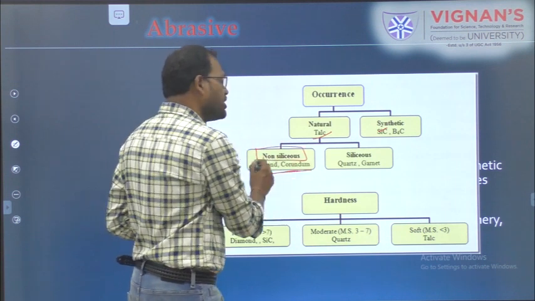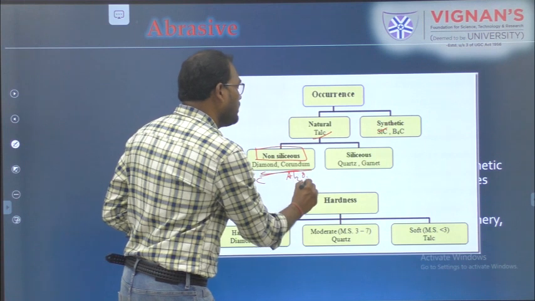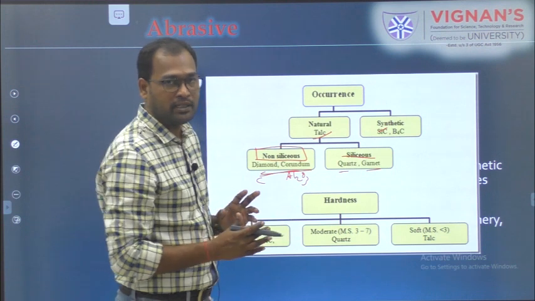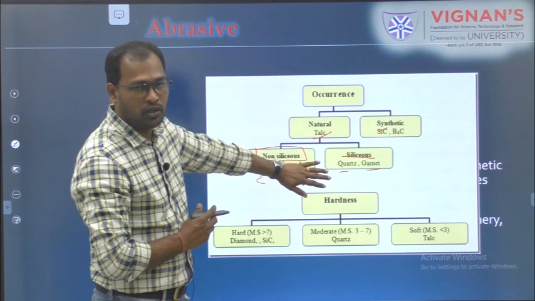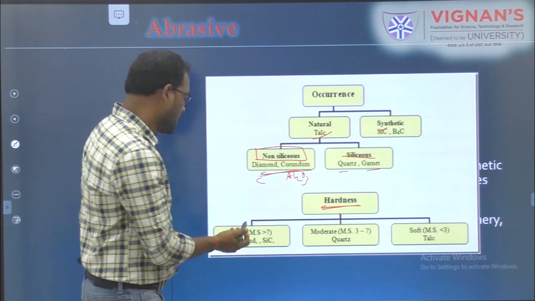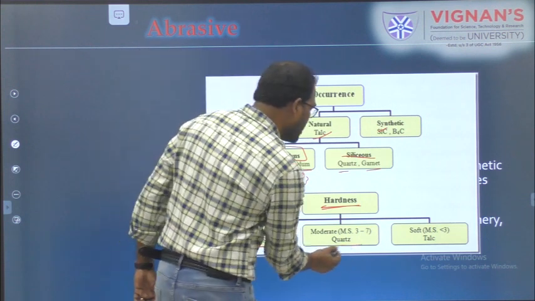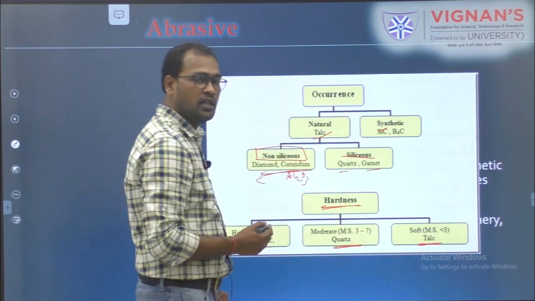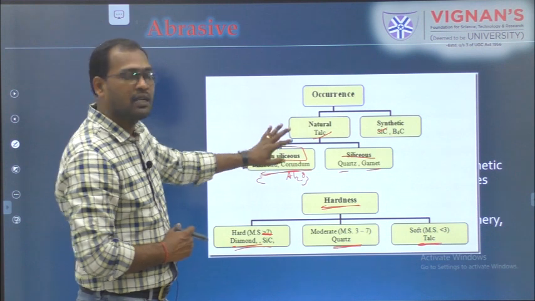So it is non-siliceous, diamond and corundum. Diamond is carbon, corundum is Al2O3, and siliceous, where it is quartz and garnet. Garnet is a mixture of silicates, right. So both are siliceous material. So we can classify abrasives like this also. Okay. So there is another classification which we discussed already based on the hardness of the Mohs scale. Those which are very hard, greater than 7, are one group, those in the moderate range, about 3 to 7, and the soft, which are lesser than 3, are called the soft abrasives, right. So we can classify abrasives like this also.